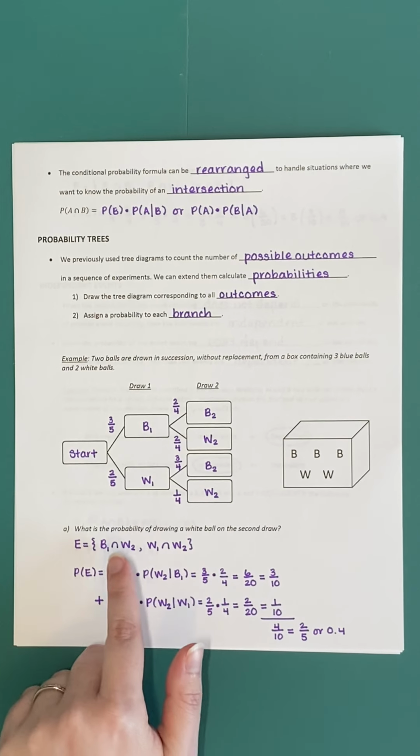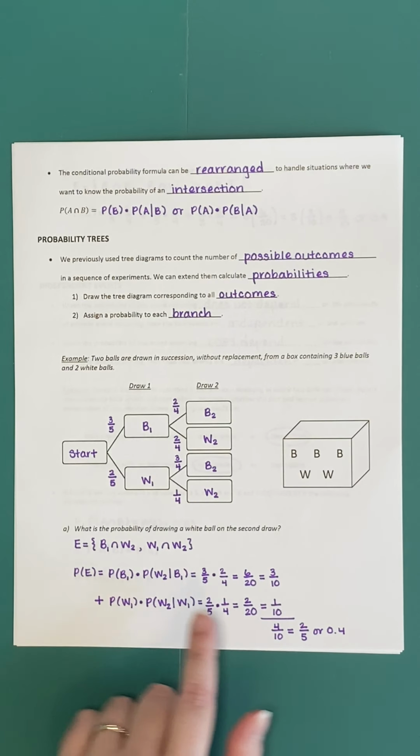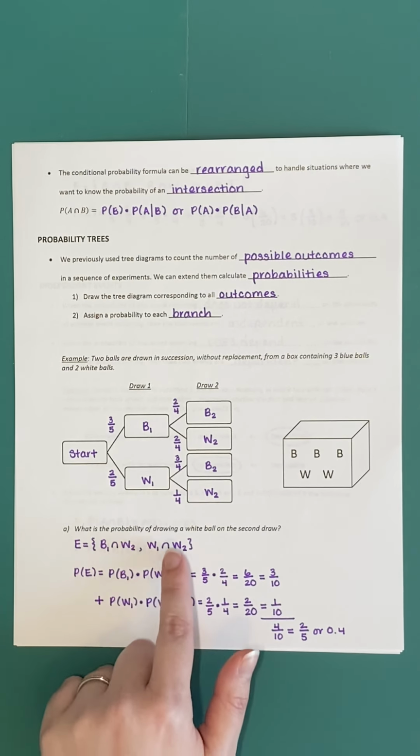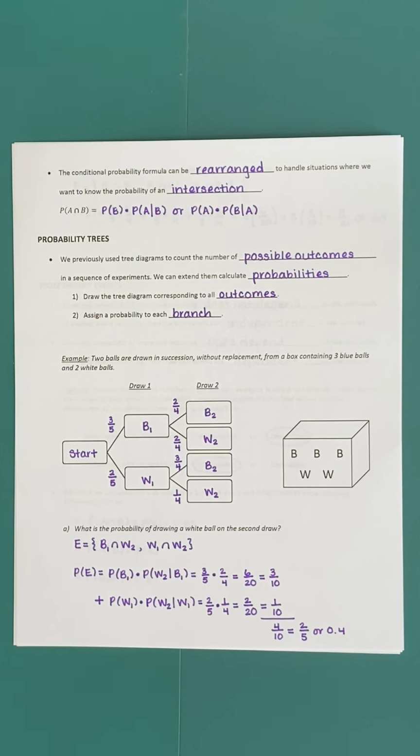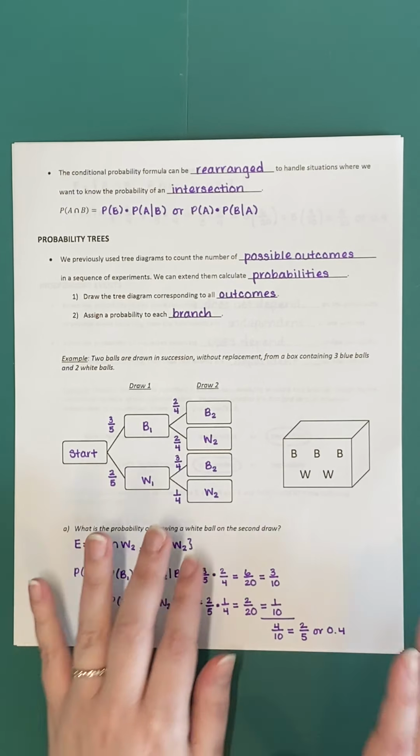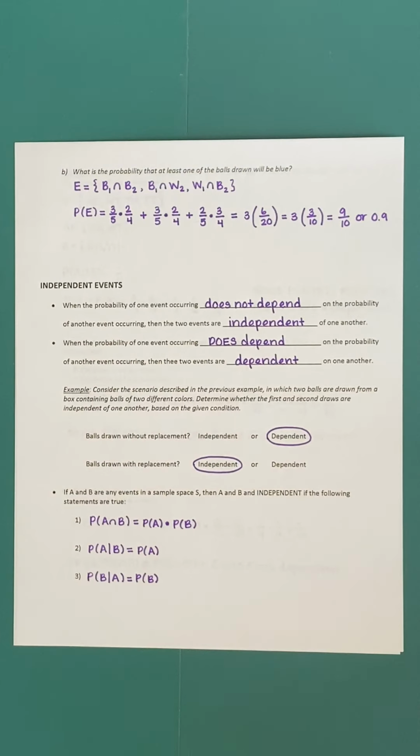So 3 out of 10 to get a blue and then a white, 1 out of 10 to get a white and then another white. We sum those, and that comes to 4 out of 10, which reduces to 2 out of 5. Okay, so there's one example where we would follow the path based on this probability tree. Now let's use it in another situation.